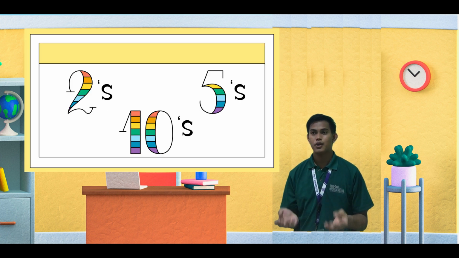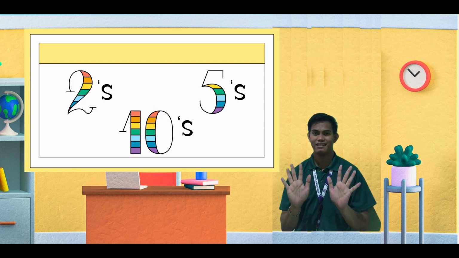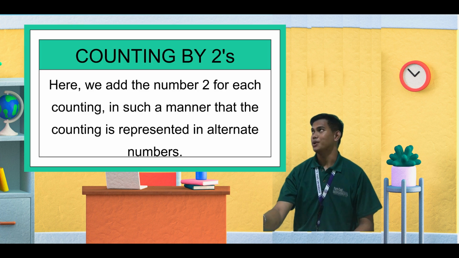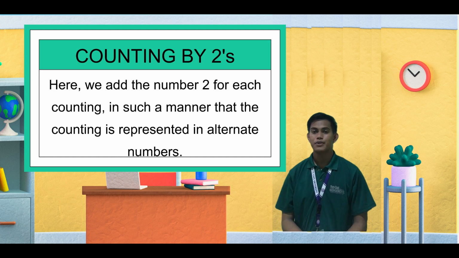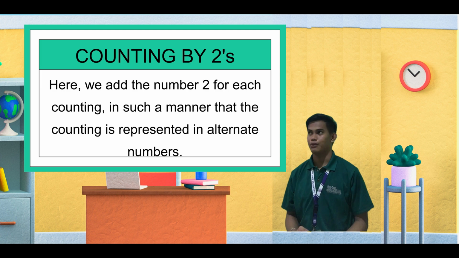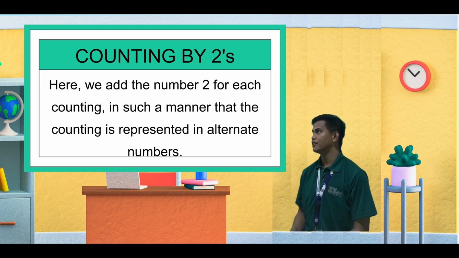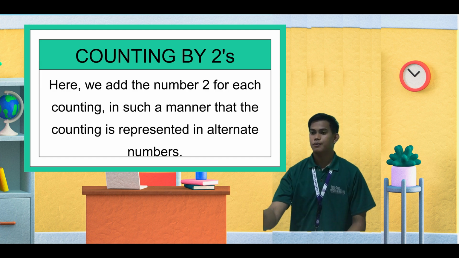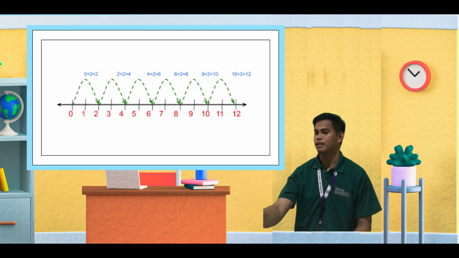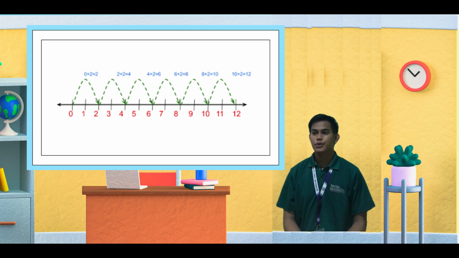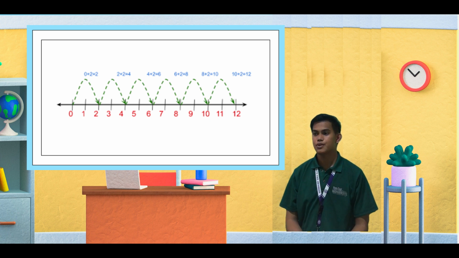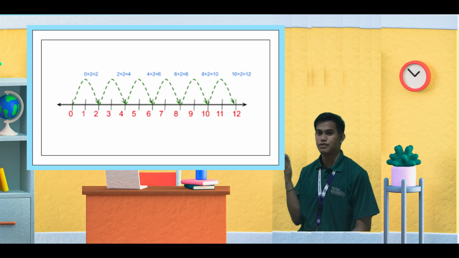So now we're going to talk about how to skip count by 2s, by 5s, and by 10s. Okay. So skip counting by 2s. In skip counting by 2s, we're going to add the number 2 for each counting, in such a manner that the counting is represented in alternate numbers. So we have here a number line. In order to skip count by 2s, we're going to start from the number 0.